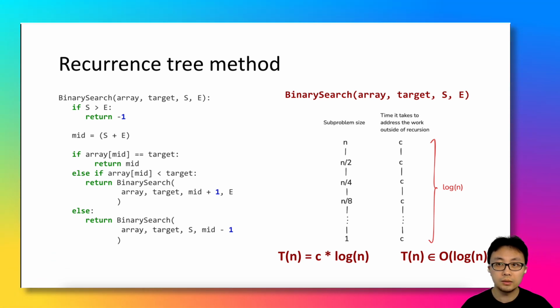In summary, the recurrence tree method requires you to figure out the relationship between the subproblem size of recursion at this step and the next step, as well as the time it takes to address the work outside of recursion corresponding to a problem size. You will start with a generalized problem size n and develop a tree-like structure by filling out these two columns row by row, where each represents a problem size and its corresponding time to do the work outside of recursion. In the end, you need to add up all the time, or say combine all the time, to calculate the time complexity function.